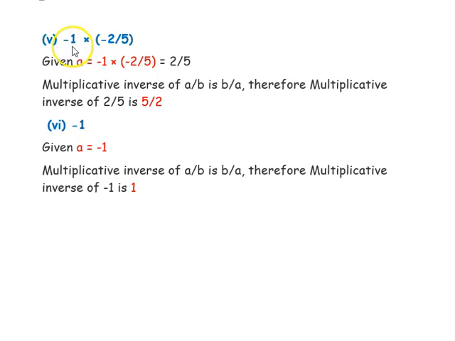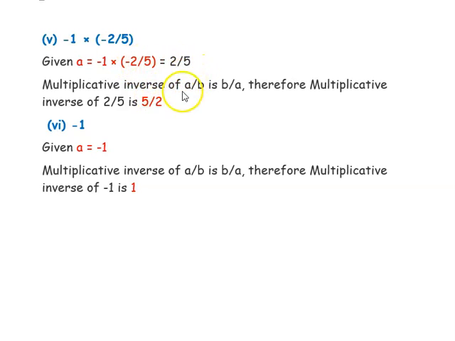So the next given question is negative 1 times negative 2 by 5. So negative 1 by 1 times negative 2 by 5. So now we are multiplying numerator and denominator separately to make it as a single rational number. So minus 1 times minus 2 is positive 2. So here it's negative 1 by 1. So 1 times 5 is 5. So the result will be 2 by 5.